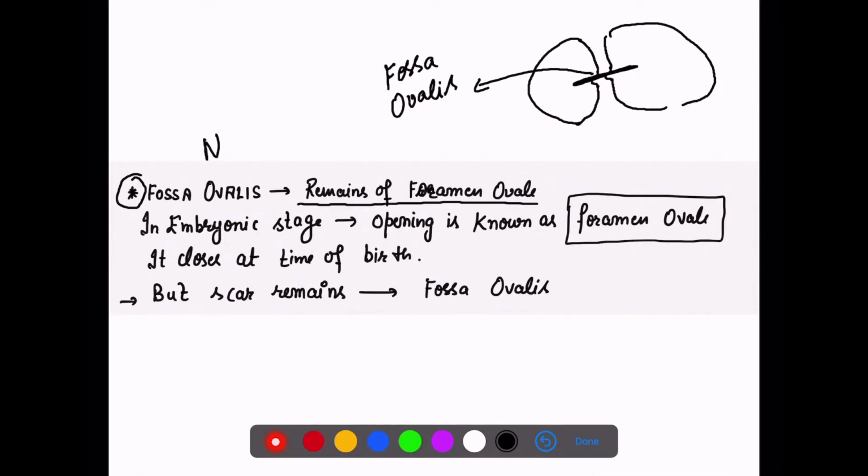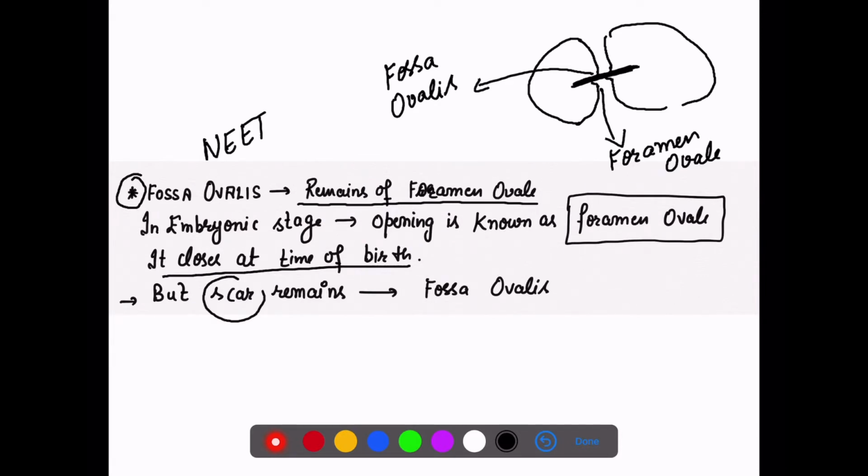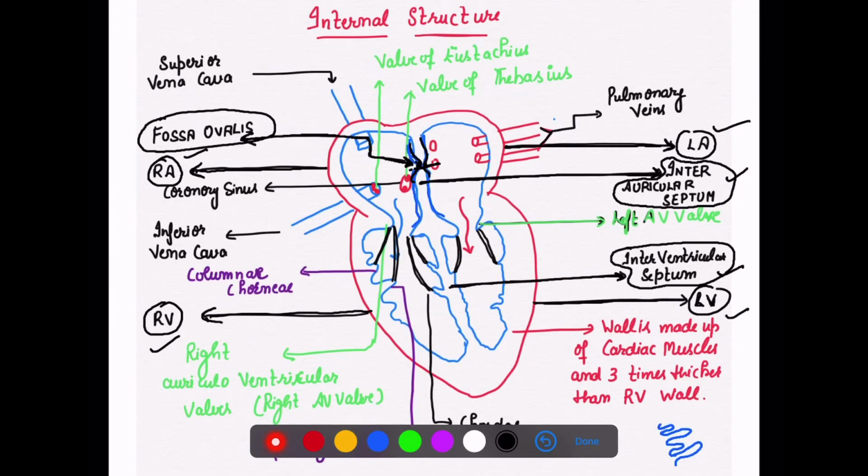This question comes in NEET. And it is a remnant of foramen ovale. Now foramen ovale, in the embryonic stage there is an opening between your auricles, between the right and left, and that opening is known as foramen ovale. So it means in embryonic stage there is a little bit of mixing of blood, but this opening closes at the time of birth, but a scar, a kind of mark remains, and that scar is known as fossa ovalis. Okay, we have marked fossa ovalis.